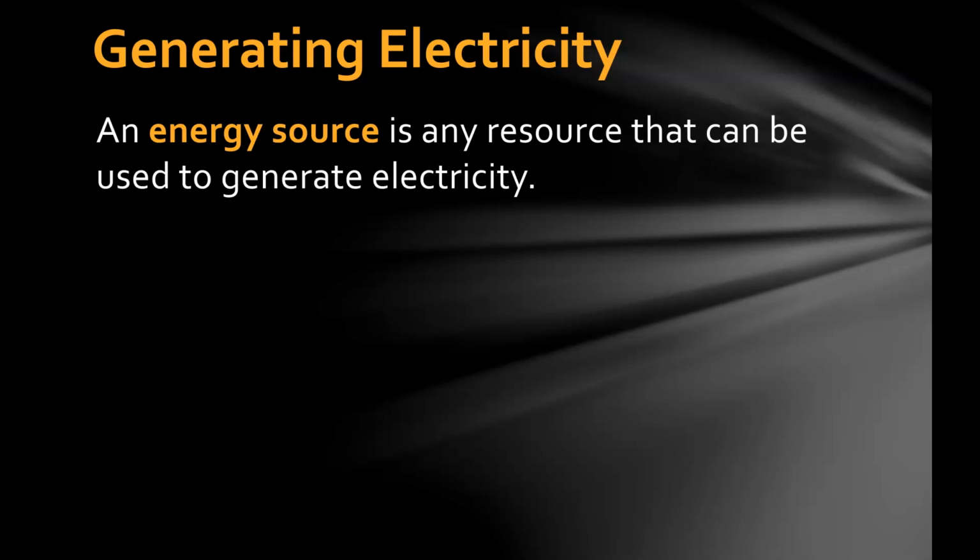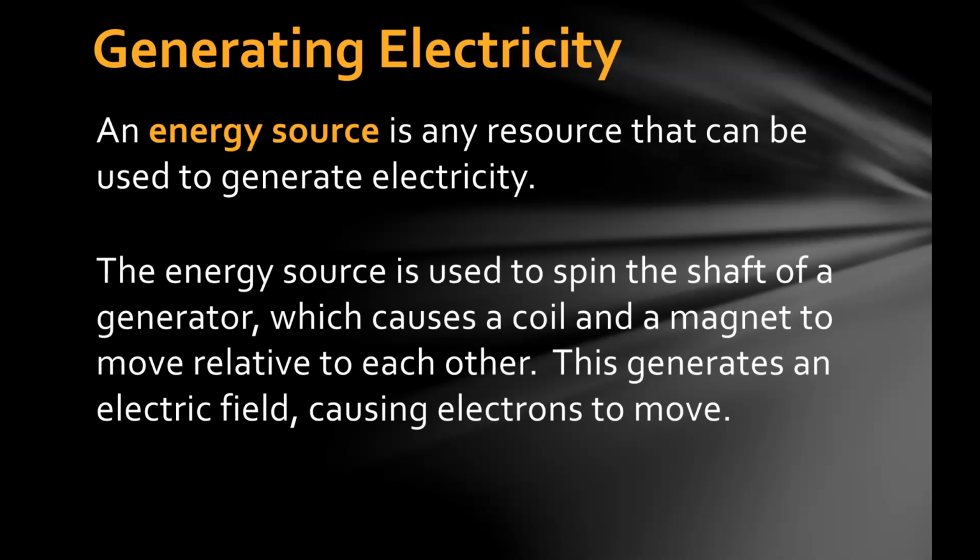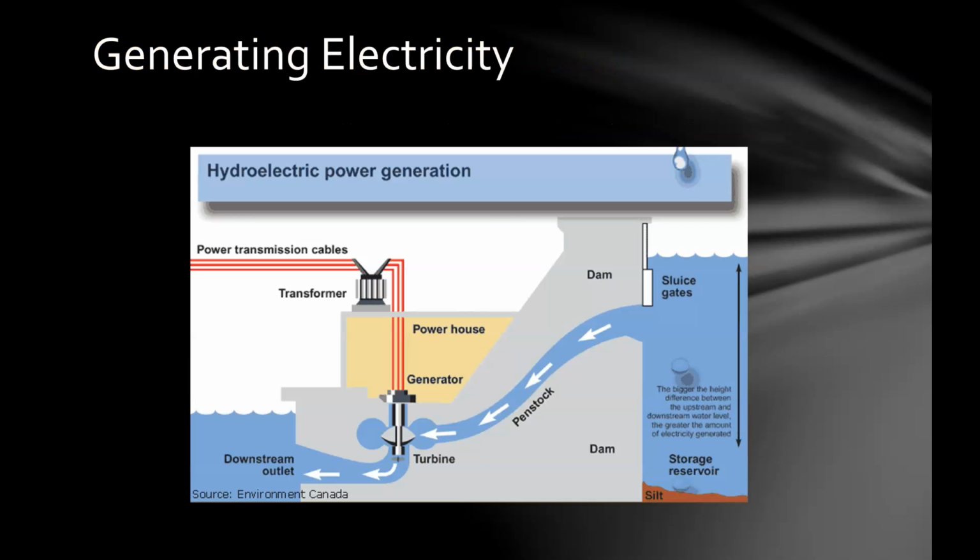So generating electricity: an energy source is basically any resource that can be used to generate electricity. The energy source is used to spin the shaft of a generator, which causes a coil and a magnet to move relative to each other. And this motion generates an electrical field that causes electrons to move.